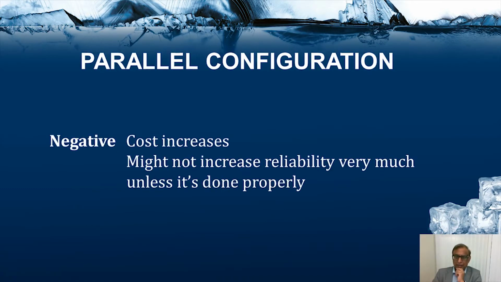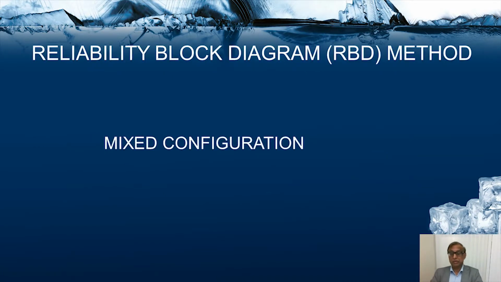But the negative part is the cost increases, and it might not increase the reliability very much unless it is done very properly. So parallel configuration is very useful to improve the system reliability, but it costs a little bit more. But maybe due to the restriction of state-of-the-art technology, we don't have the right type of material or technology to increase the system reliability, then parallel configuration is the only way out. So this is very important.